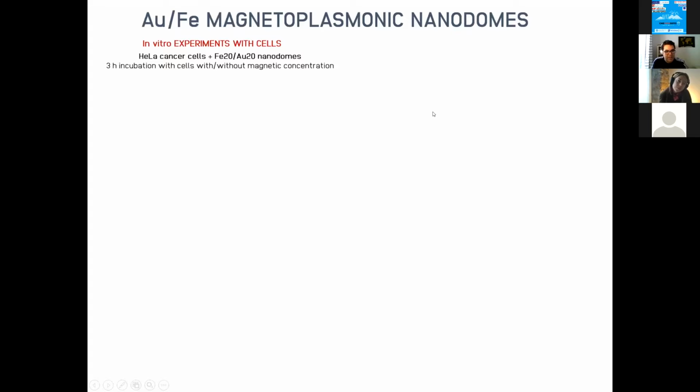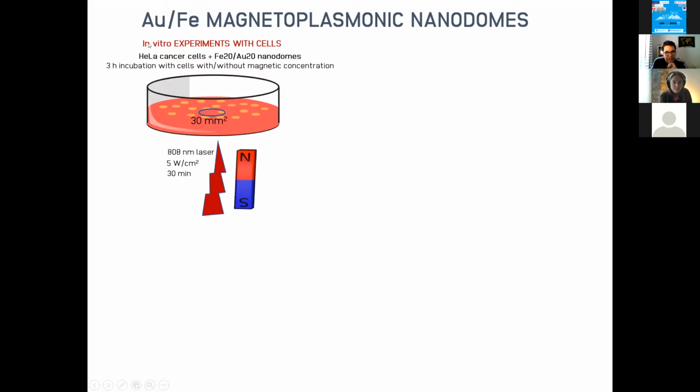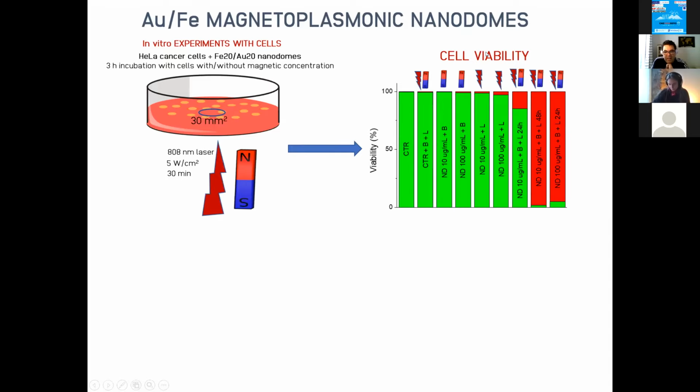Regarding the experiments with cells, we also performed in vitro experiments with HeLa cancer cells and nanodomes with a composition of 20-20 of iron and gold. We incubated the cells with the particles for 3 hours, and we also performed experiments in different conditions, such as with magnetic moments and the action of an infrared laser. You can see here the cell viability studies, and when we are able to induce magnetic optical heating in the presence of a magnetic field, either at 10 micrograms per milliliter or 100 micrograms, we were able to cause near 100% mortality of the cells. So this proves the effectiveness of the treatment that we propose.